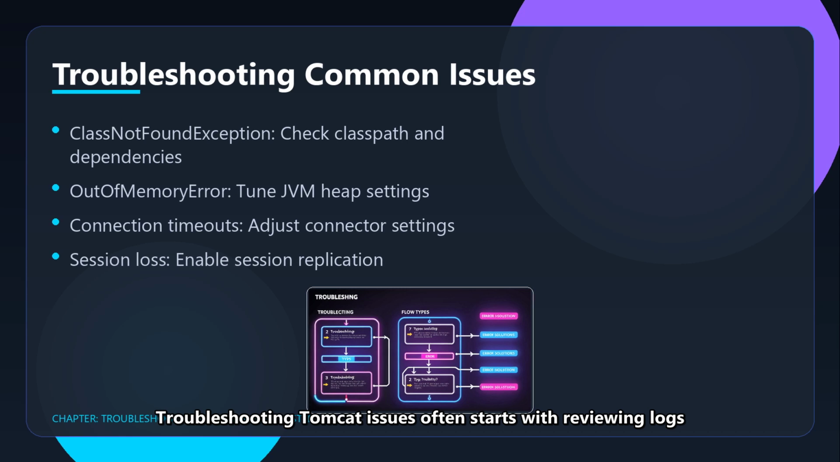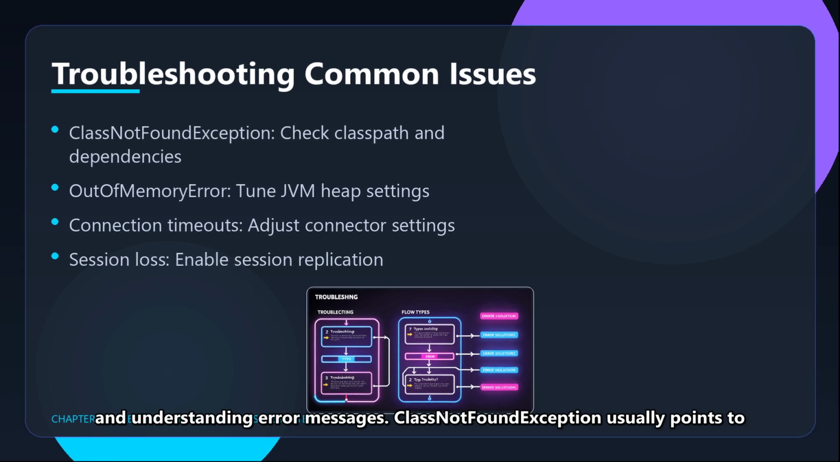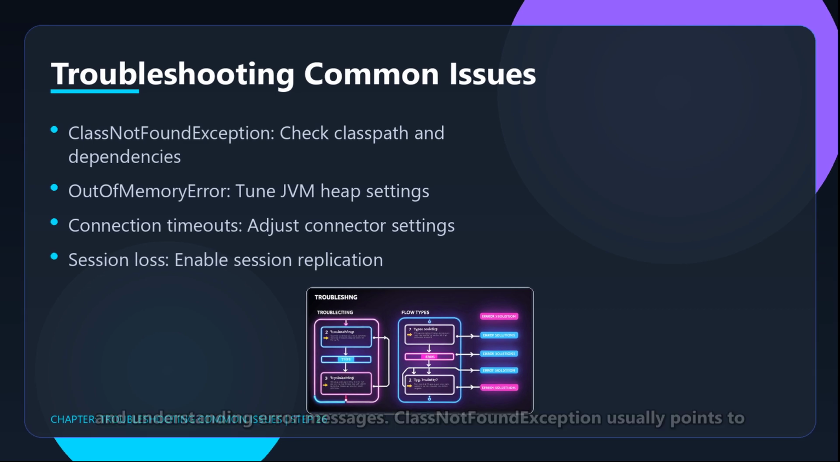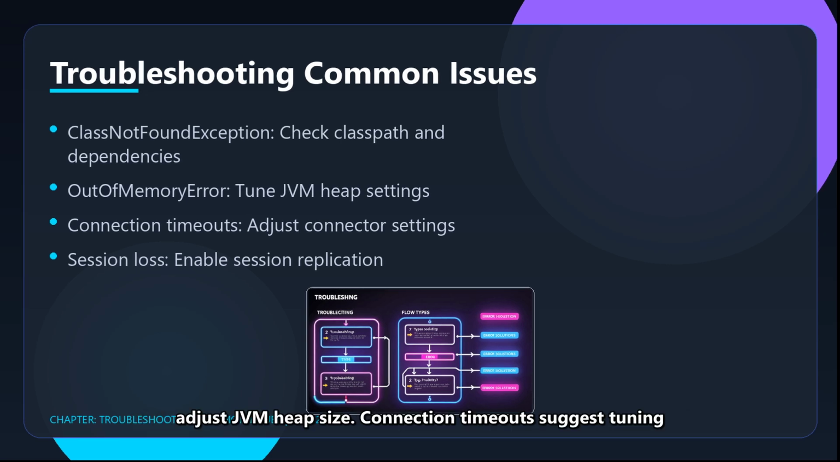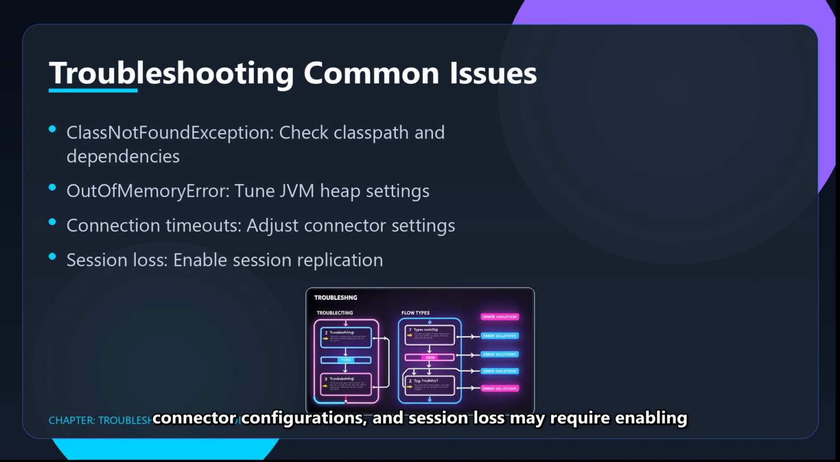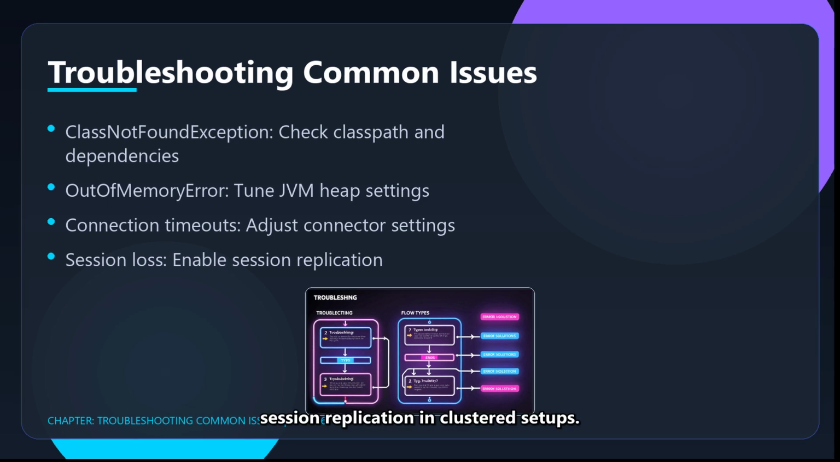Troubleshooting Tomcat issues often starts with reviewing logs and understanding error messages. Class not found exception usually points to missing dependencies, while out-of-memory error indicates the need to adjust JVM heap size. Connection timeouts suggest tuning connector configurations, and session loss may require enabling session replication in clustered setups.